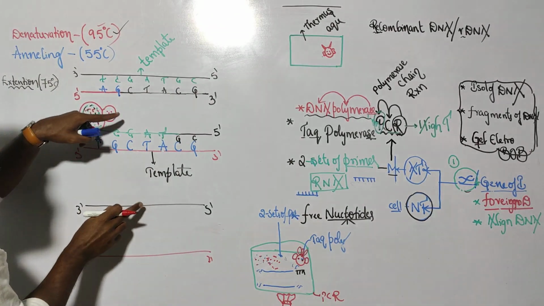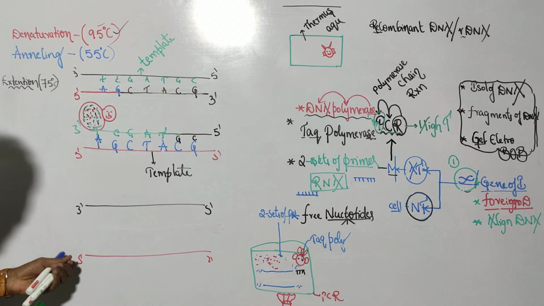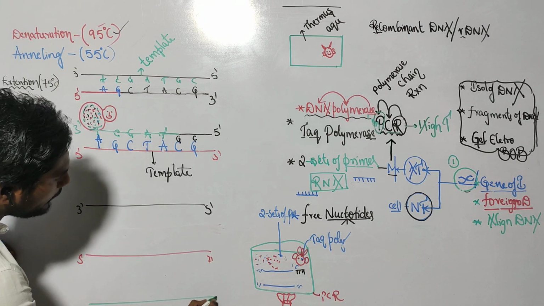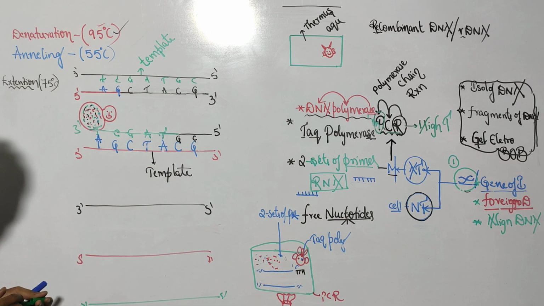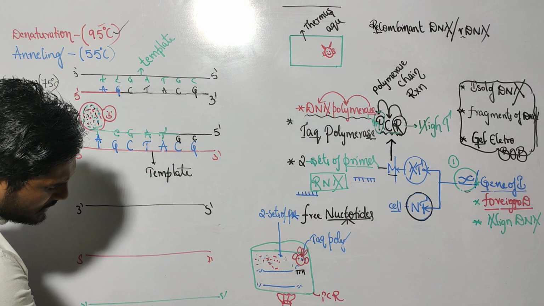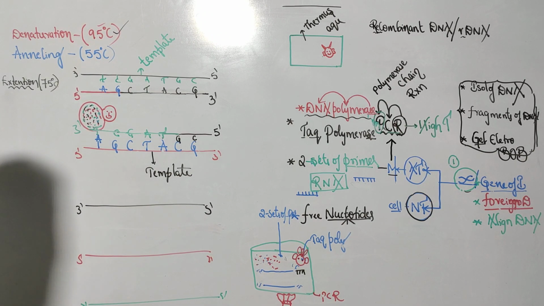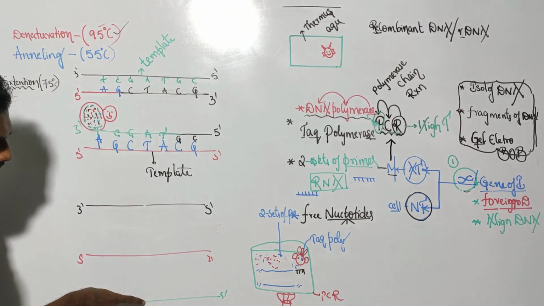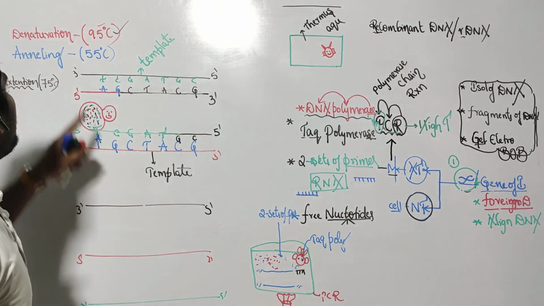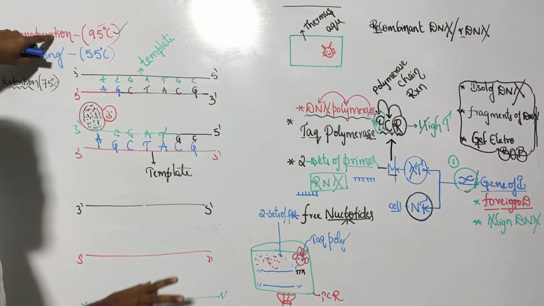Now, same like that, these two DNA strands are also separated. I represented it with green: 3 prime, 5 prime. And next, I represented red. I think you can't see this one. Separated. Each and every DNA strand is now acting as a template. Denaturation is completed. Two DNA strands are separated.